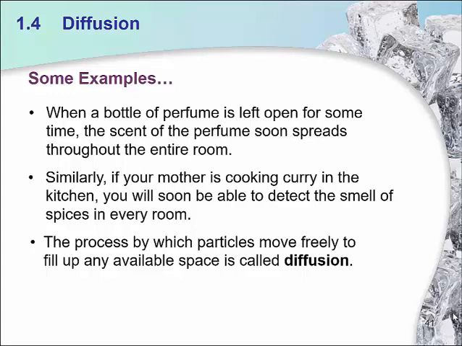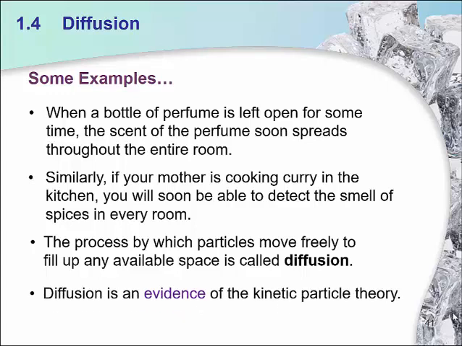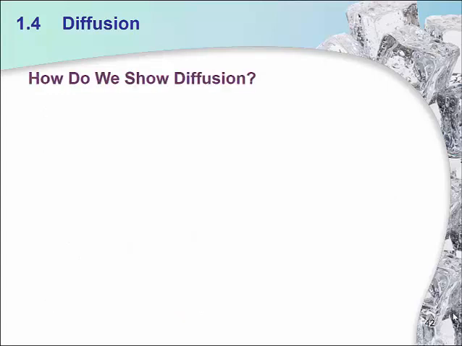So diffusion is the movement of particles from the more concentrated region, which is, for example, the place where your mom cooked the curry, to all the rooms where it's a less concentrated region. So diffusion is an evidence of the kinetic particle theory. How do you show diffusion?